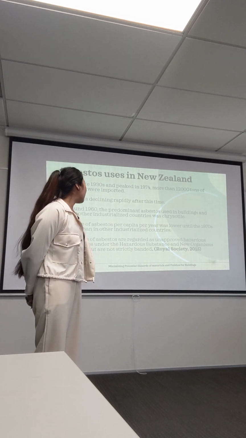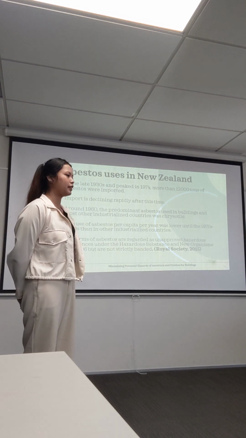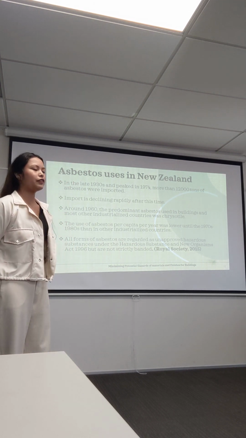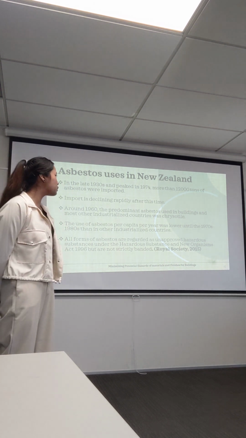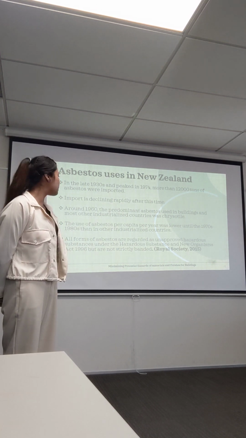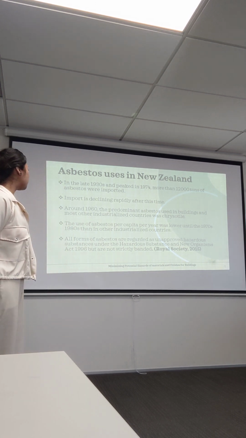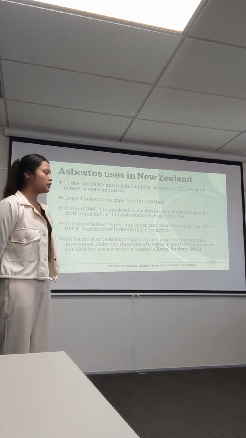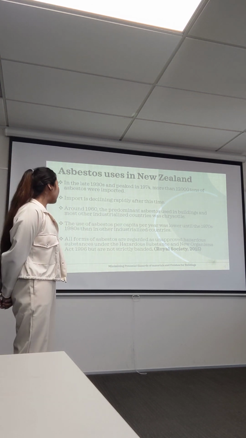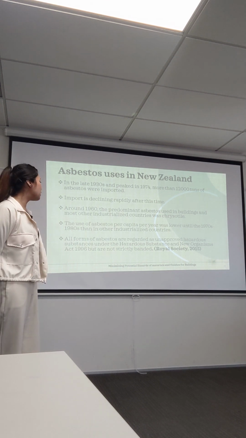From the late 1930s, use peaked in 1974, when more than 12,000 tons of asbestos were imported into New Zealand. After that, imports declined rapidly. Around 1960, the predominant asbestos used in buildings in New Zealand and most other industrialized countries was chrysotile, because compared to brown and blue asbestos, chrysotile is a little less harmful. The use of asbestos per capita per year was lower until the 1970s and 1980s than in other industrialized countries. All forms of asbestos are regarded as unapproved hazardous substances under the Hazardous Substances and New Organisms Act 1996, but are not strictly banned.